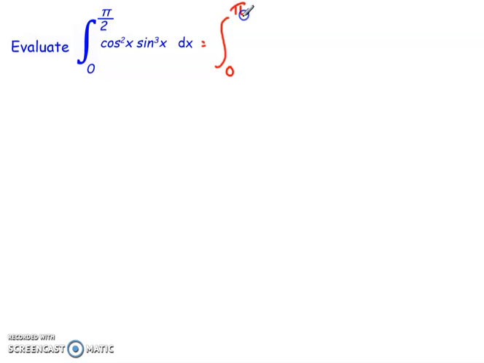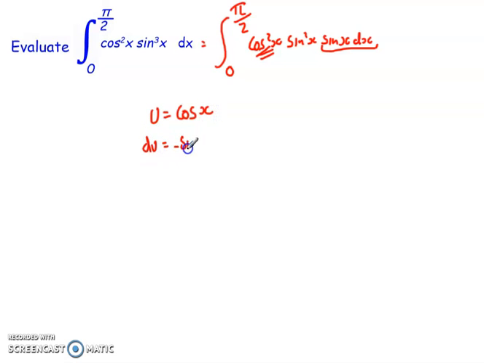So I'd write it as the integral from 0 to pi over 2 of cos squared x sine squared x times sine x dx. So there's the part there associated with the dx. For this one, I'm going to take u being the other part. So in this case, what I'm going to let is u be equal to cos x. Then I can say du is equal to negative sine x dx. So negative du is equal to sine x dx.